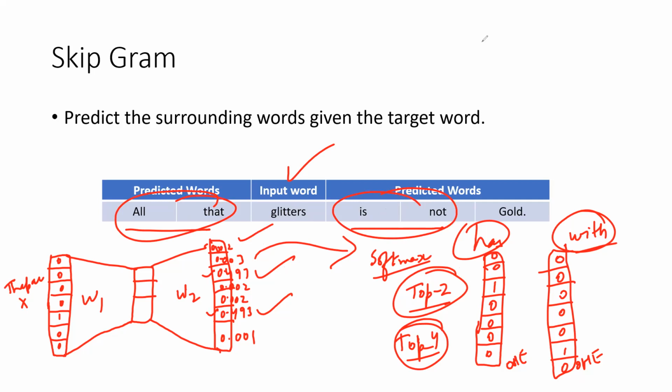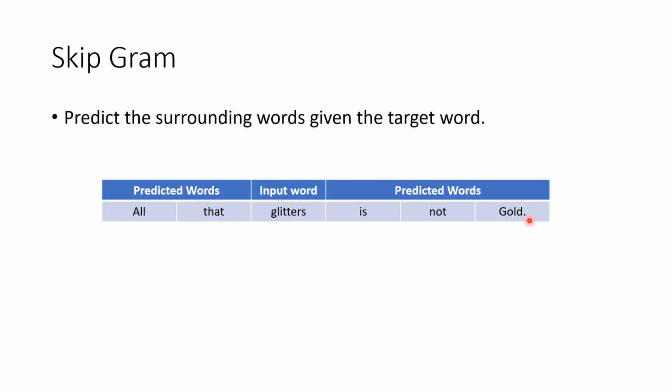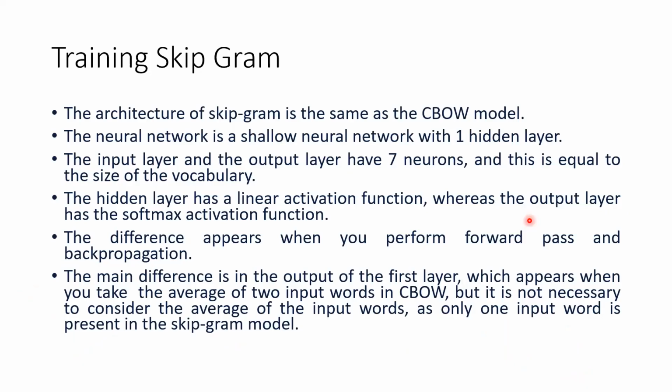So continuing from this place, now we all know the architecture of the skipgram is the same as the continuous bag of words, and we have one hidden layer. The input and the output layer both have the 7 neurons only. This is equal to the size of vocabulary. So obviously, depending on the size of vocabulary, we will keep that.